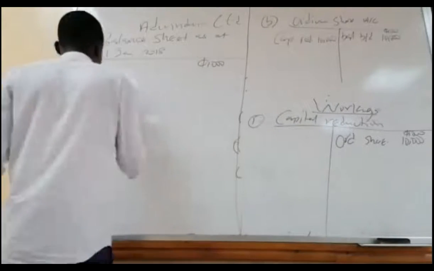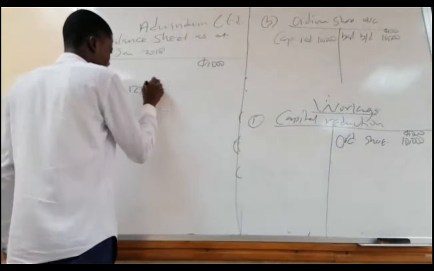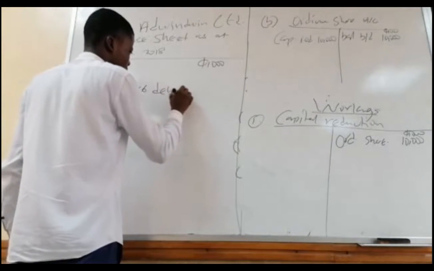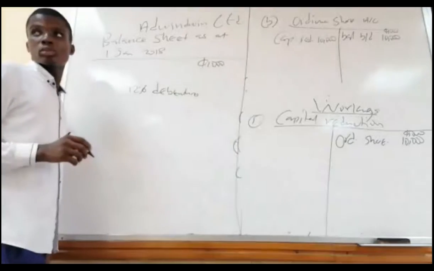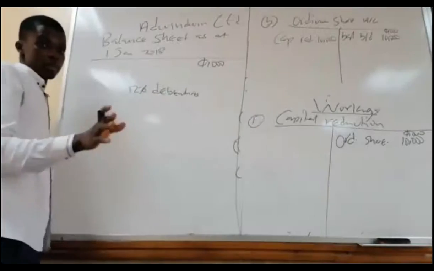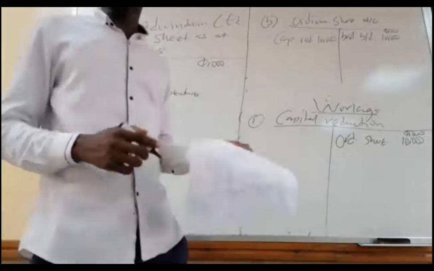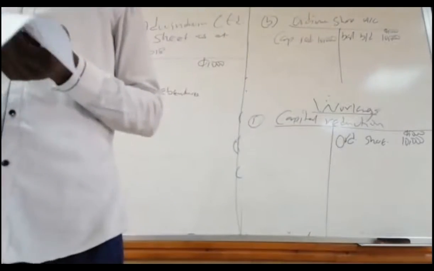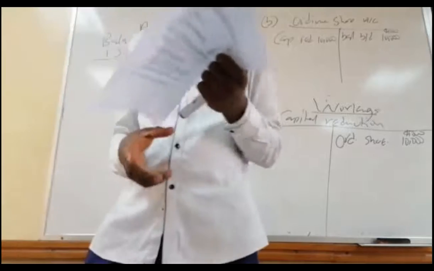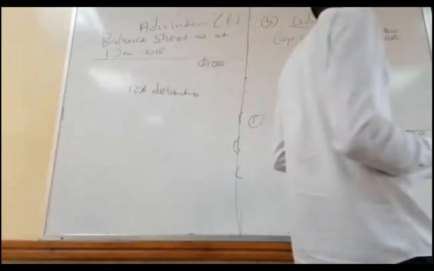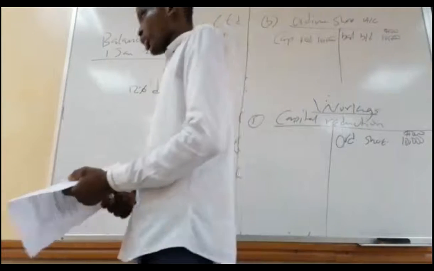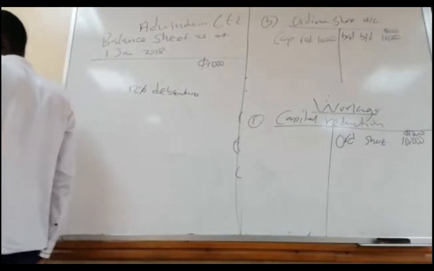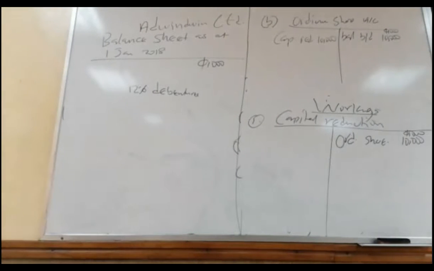So first, 12% debenture. But to be on the safer side, how many spaces do you think? For the balance sheet, the first page is okay. No, I mean capital reduction. Capital reduction normally contains a lot, and then the ordinary share capital. So on average, I think like 10 each. It's okay.